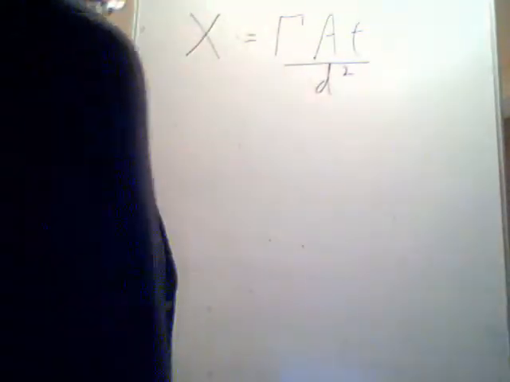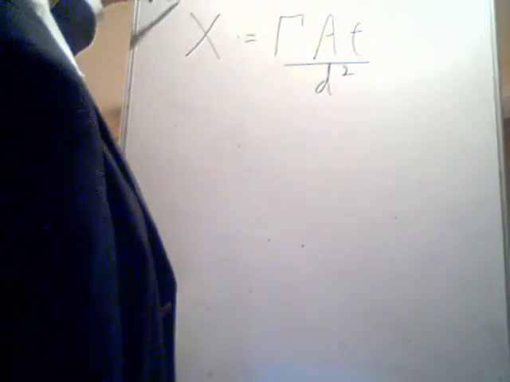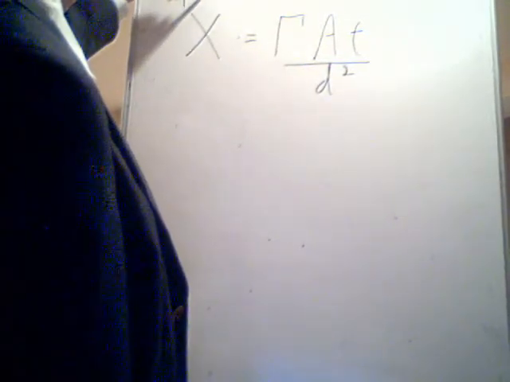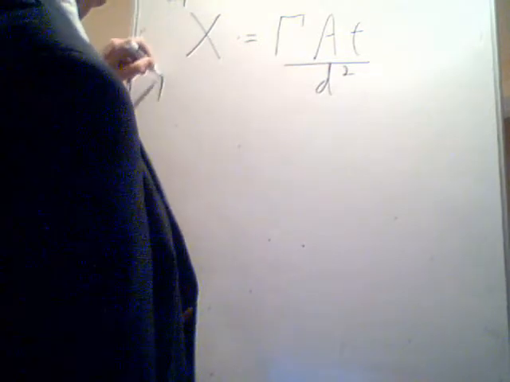So there are two equations on pages 208 and 209 of your textbook, equations 12.3 and 12.4, and the first of these gives a relationship for three of the four factors that I talked about. And this is X equals gamma A T divided by D squared. X is the exposure, and this is in Roentgens.